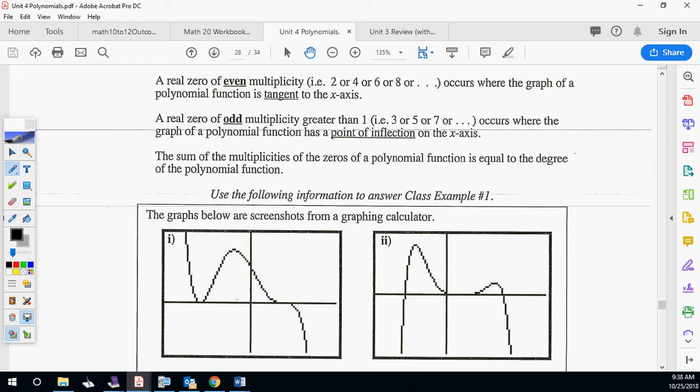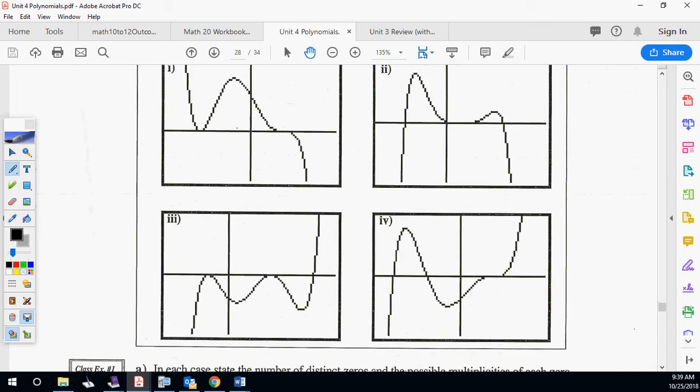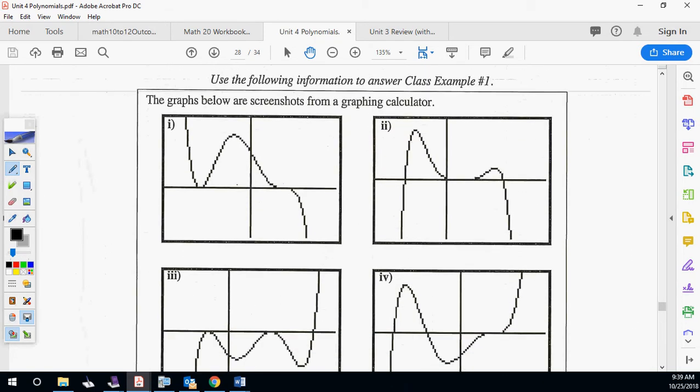But anyway, real zeros of odds are always going to be your point of inflection. The sum of the multiplicities of the zeros will be the degree of the function. So all these are kind of the for-sures. All right, so looking at these 4, what's it say to do?